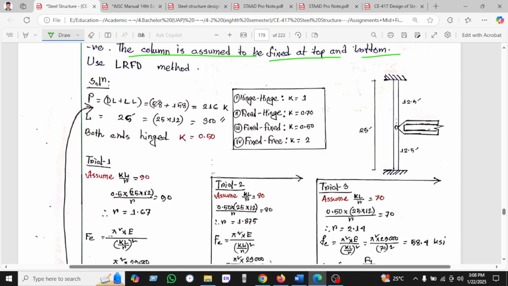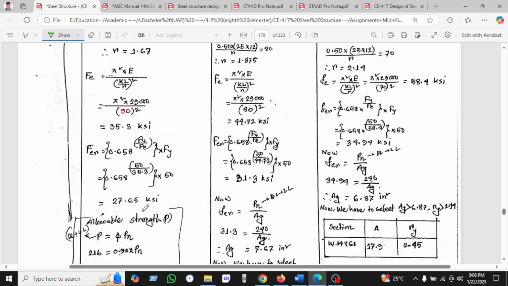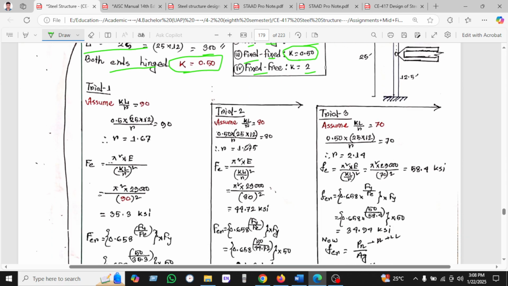As we know, dead load plus live load, 58 plus 158, is 216, and the allowable strength is found with this formula. The length is 300 inches and the ends are fixed, that's why we will use 0.50. If hinged-hinged, then we will use 1. If fixed-hinged, then we will use 0.70. If fixed-fixed, then use 0.50. If fixed-free, then we will use 2. This is the memorizing chart we have found here.